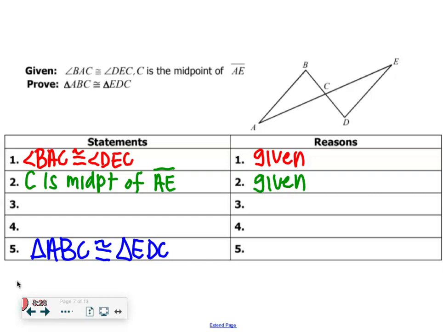So let's now mark our picture with our given. Angle BAC, this guy right here, is congruent to angle DEC. If C is the midpoint of AE, what is that really telling us? AC is congruent to CE. Let's write that down. What's our reason? Definition of a midpoint.